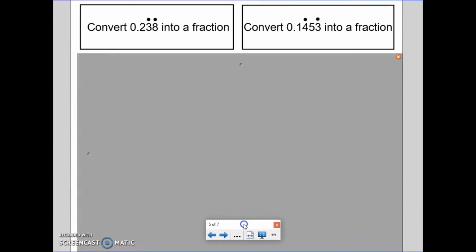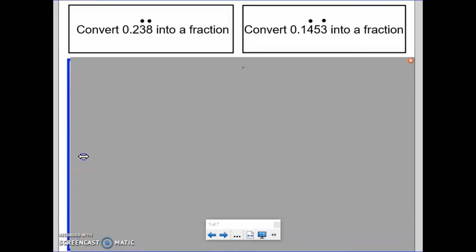Okay, another two questions for you to have a go at. Again, could you pause the video at this point, show me a full algebraic method of how you would convert these recurring decimals into fractions, and then when you unpause the video, I'll show you my worked solutions.